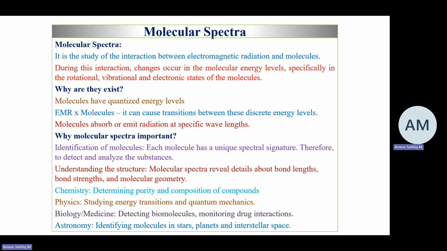In pharma, that is medicine, they have an important role in detecting biomolecules and monitoring drug metabolism. In astronomy, they help to identify molecules in stars, planets, and interstellar space.